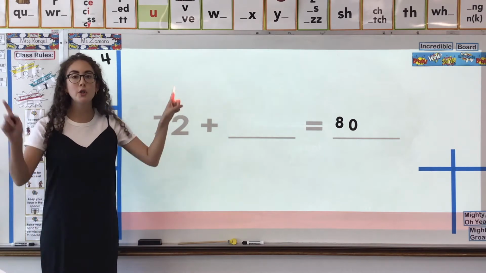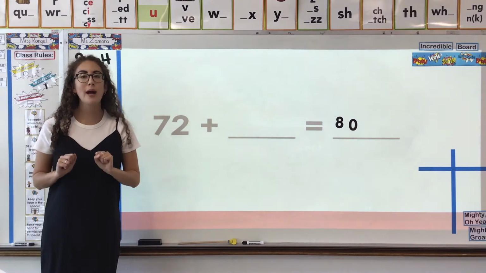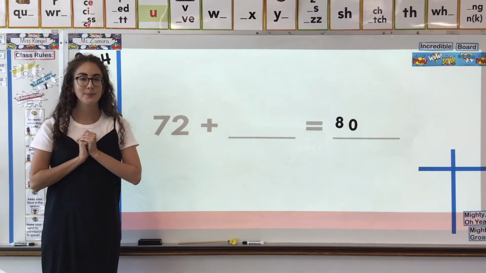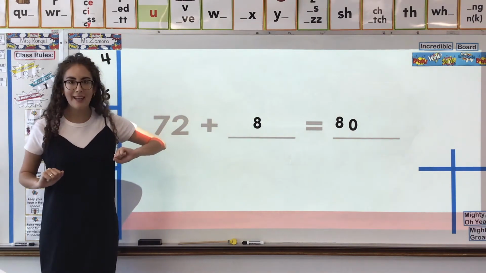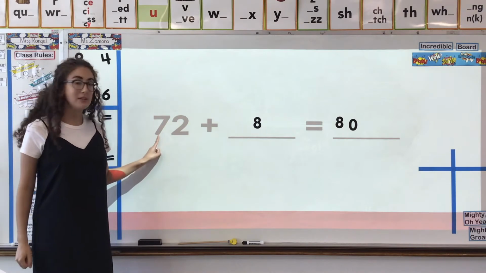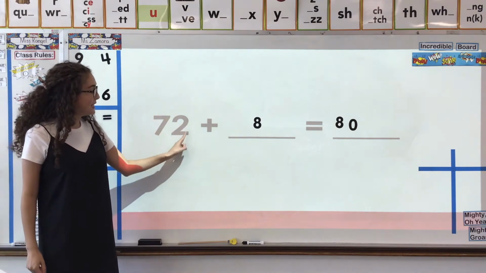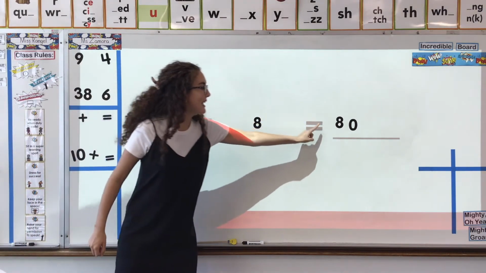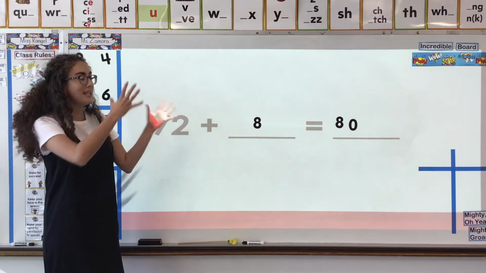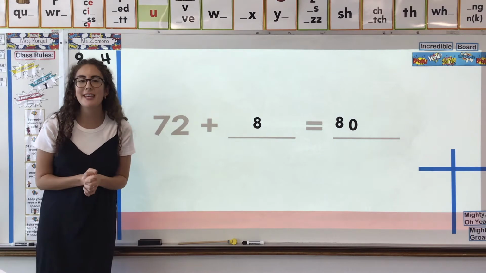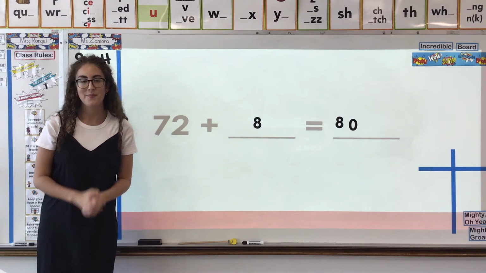What is 2's pair to 10? 2 and what make 10? 2 and 8 make 10. Therefore, read it with me. 72 plus 8 equals 80. We can use our pairs to 10 knowledge to find these next tens.